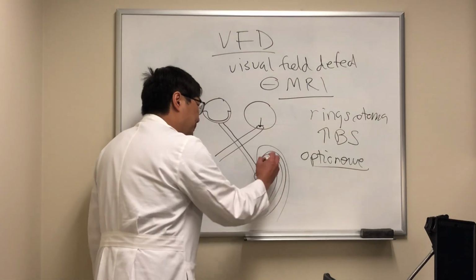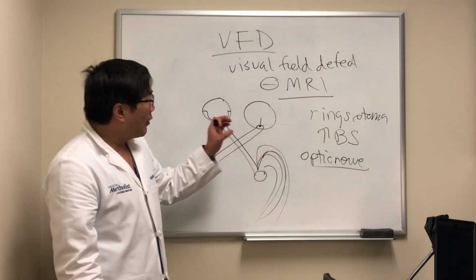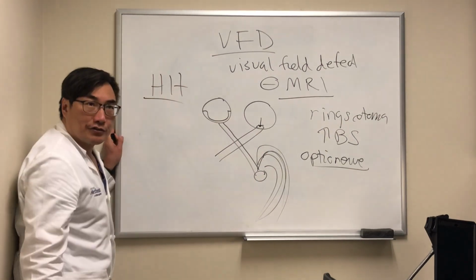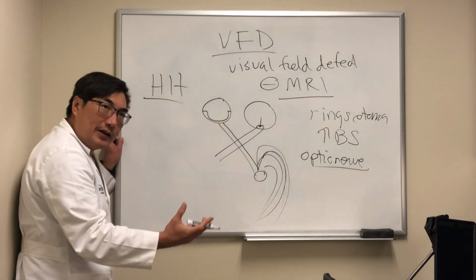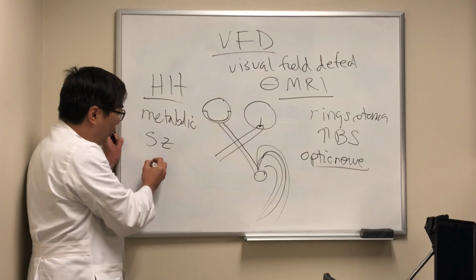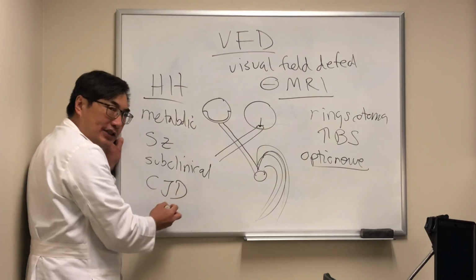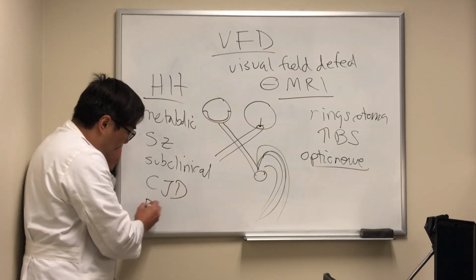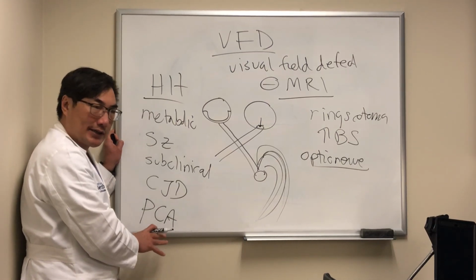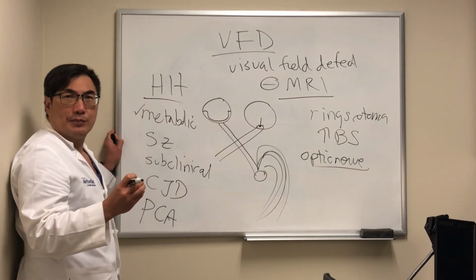In the radiations, those are relatively easy because in order to ding out the radiations, you have to have a structural lesion. However, there are conditions that cause a homonymous hemianopsia and there's no structural lesion because it's metabolic, or it's a seizure, ictal or postictal, or it's subclinical ischemia, or it's an infection with the prion, Creutzfeldt-Jakob disease, or it's degenerative, posterior cortical atrophy, the visual variant Alzheimer's.